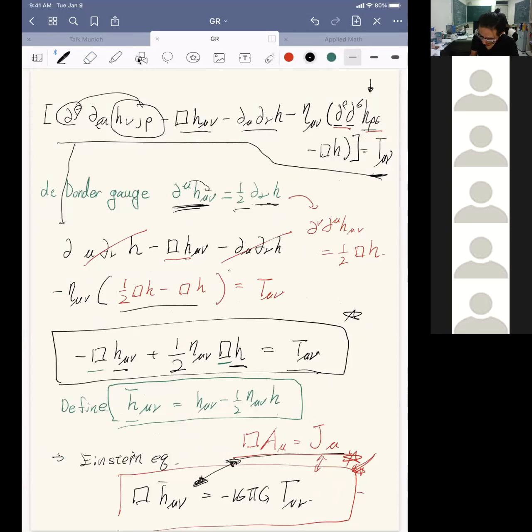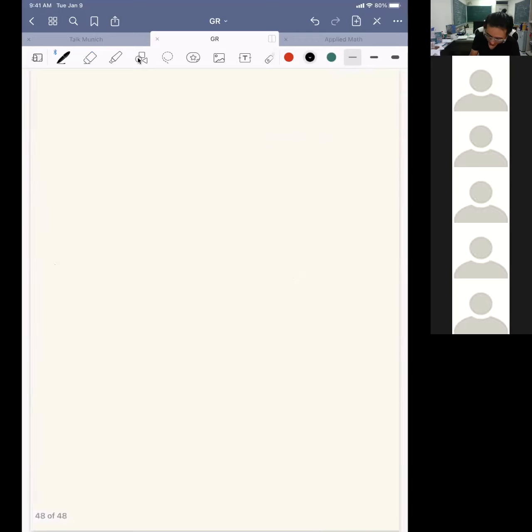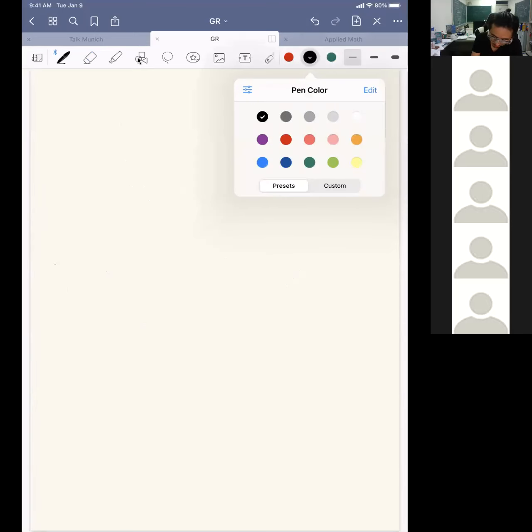Now, for example, the simplest solution that you can think of in terms of Maxwell equations is, of course, the plane wave solution. So we're going to talk about what kind of wave solutions we have for linearized gravity. But before doing that, let's just count the degrees of freedom. How many degrees of freedom do we have for h mu nu?